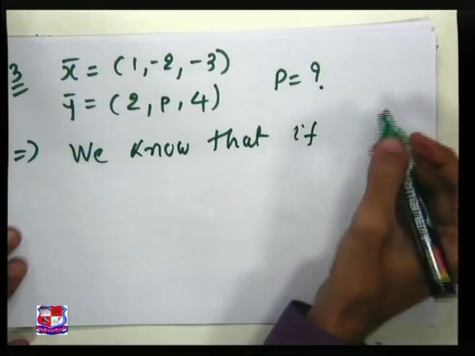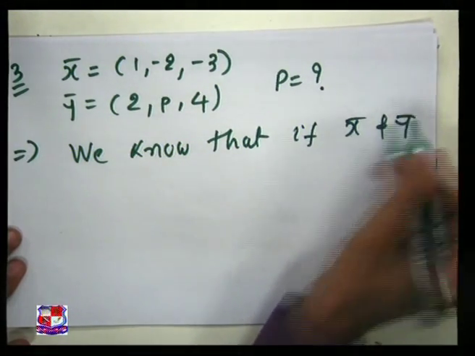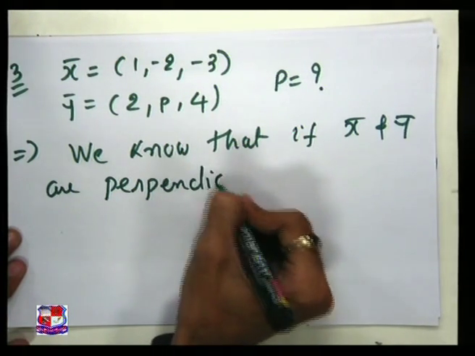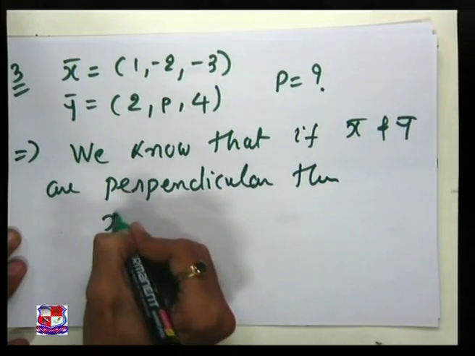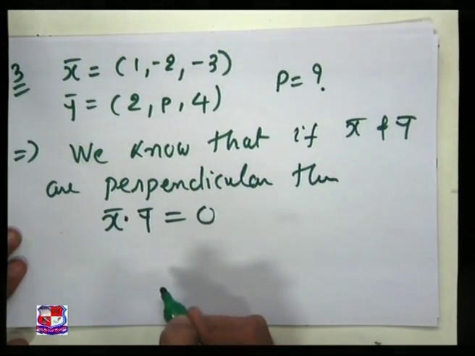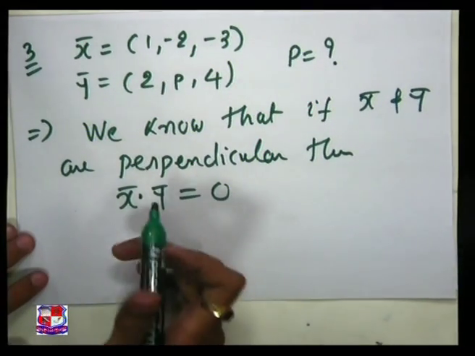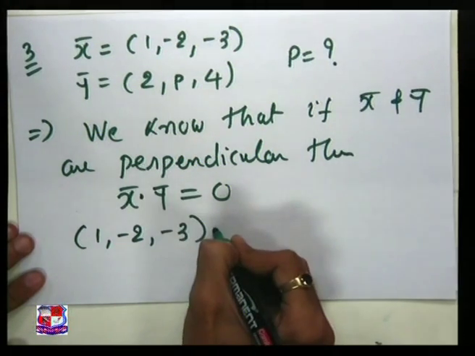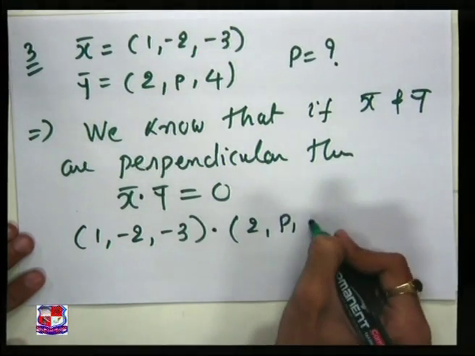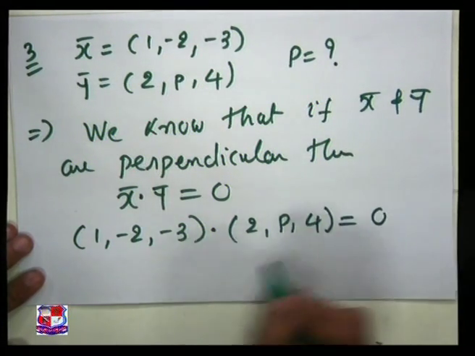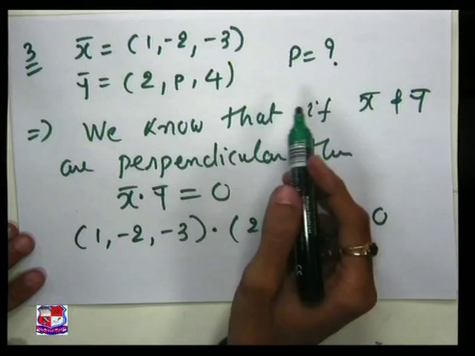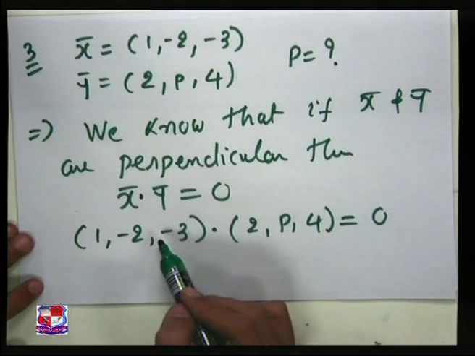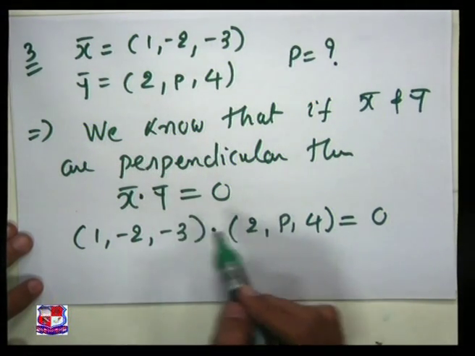First of all, we know that if x bar and y bar are perpendicular, then x bar dot y bar is equal to 0. So if we take x bar dot y bar is equal to 0, then I will get (1, minus 2, minus 3) dot (2, p, 4) is equal to 0, because we need to find p if these two vectors are perpendicular, right? So if these two vectors are perpendicular, then the dot product of these vectors is equal to 0.